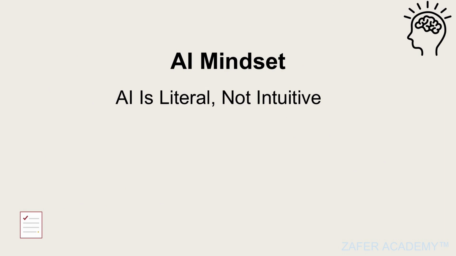Just look at the AI mindset. AI is literal, not intuitive. Basically, if there are two eggs in front of you, AI is going to tell you two eggs, right? If there are three eggs in front of you, AI is going to tell you three eggs. AI is not going to assume that those are not eggs, or assume XYZ.